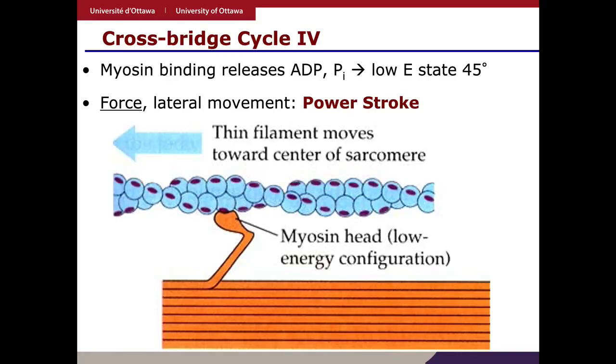The myosin head rotates towards the center of the sarcomere, reverting to its low energy conformation, 45 degrees relative to the thin filament. However, because it's still attached to actin, it moves the thin filament relative to the thick filament. Because this step produces a force and movement, it's called the power stroke. Another molecule of ATP binds to the myosin head and detaches it from actin, bringing us full circle, and the cycle can continue.